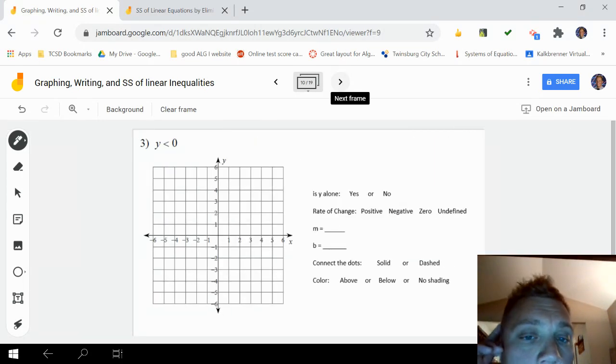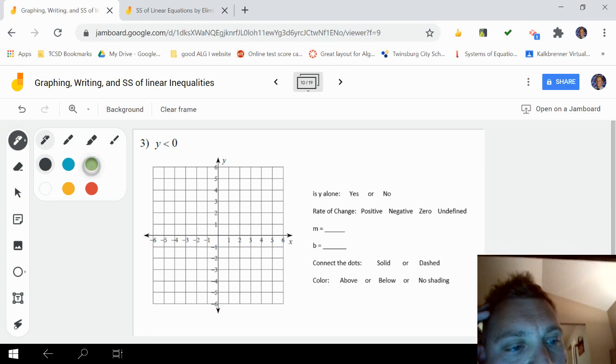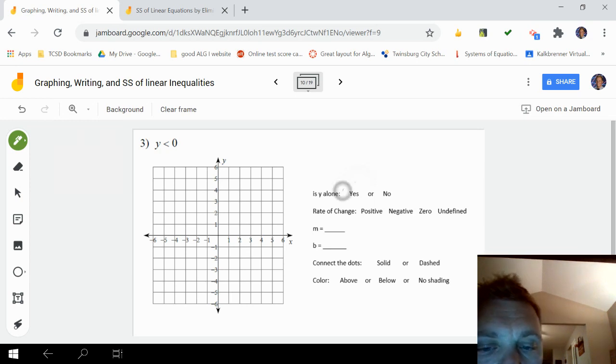All right, another weird one. We're missing our x term, which is no big deal because we're still going to get a function here. What is weird is the fact that it's 0. So is y alone? Yes. What's my rate of change? Positive, negative, 0, undefined?